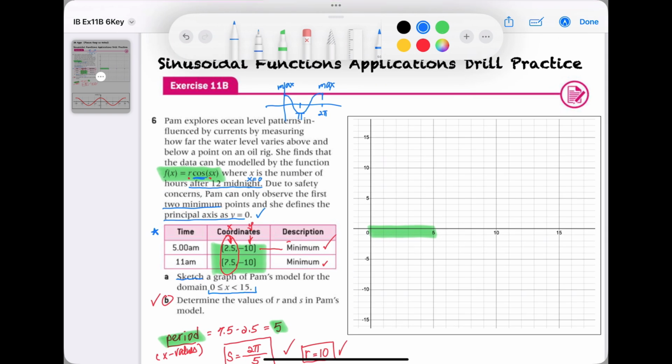Remember the cosine function. We mentioned the cosine function tells us from 0 is my maximum. I'm going to start from the maximum all the way back to maximum. So when x is 0, I know my maximum will be 10. How high, how low, that's my amplitude, right? And when x is at 5, I'm back to my maximum.